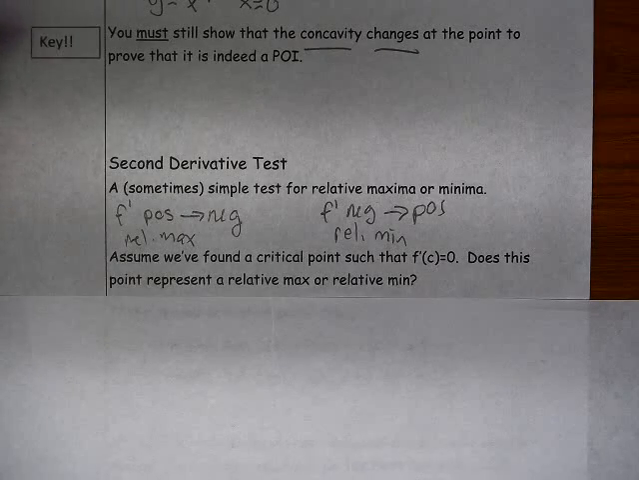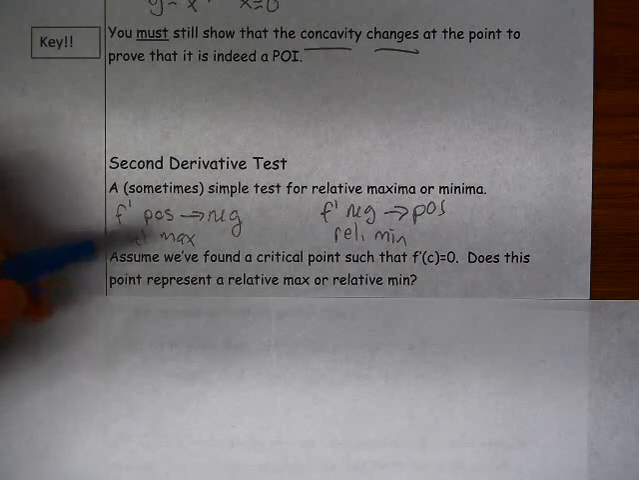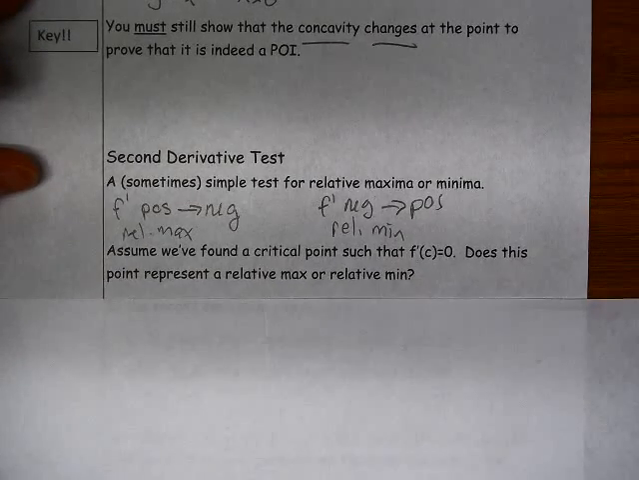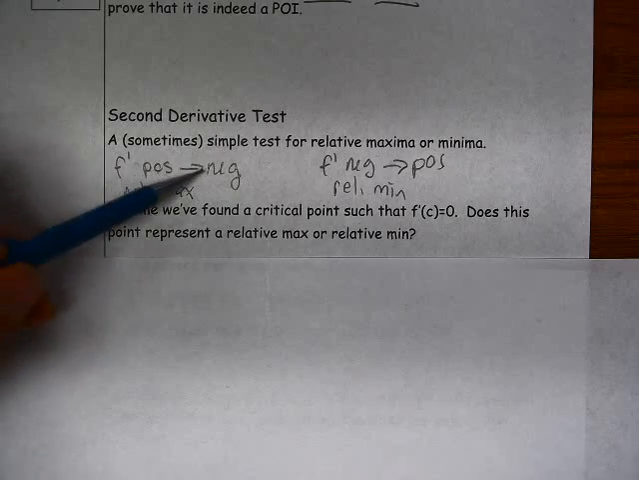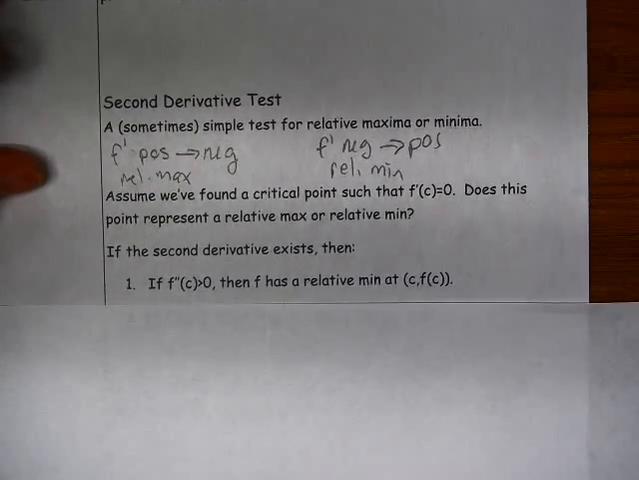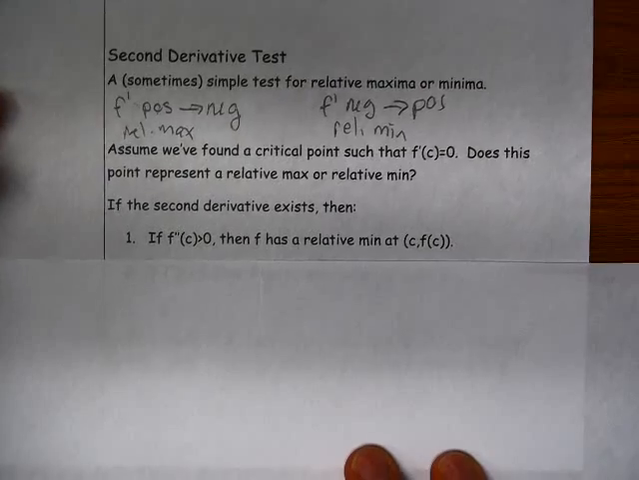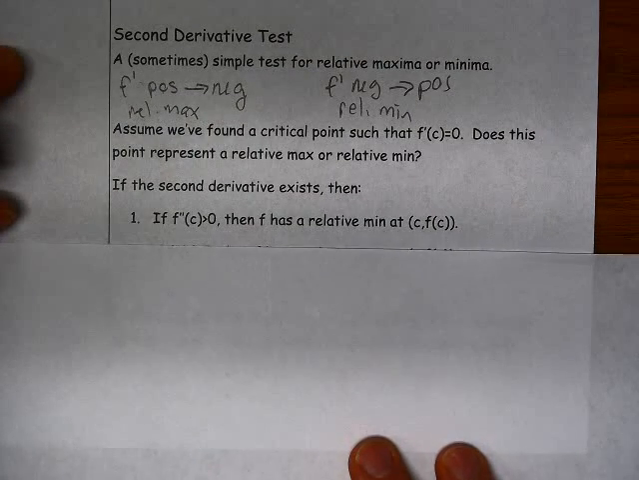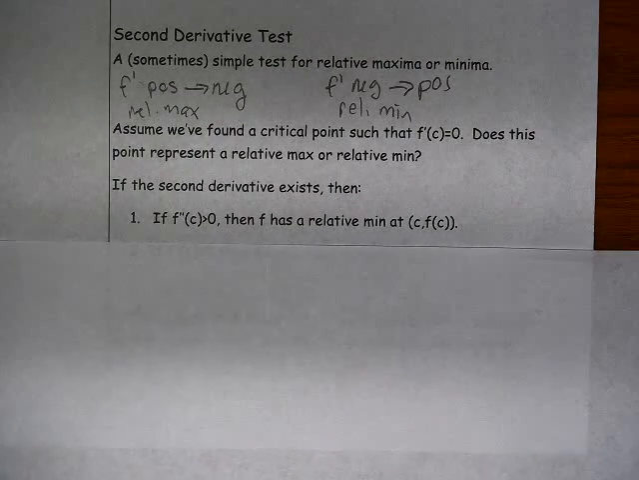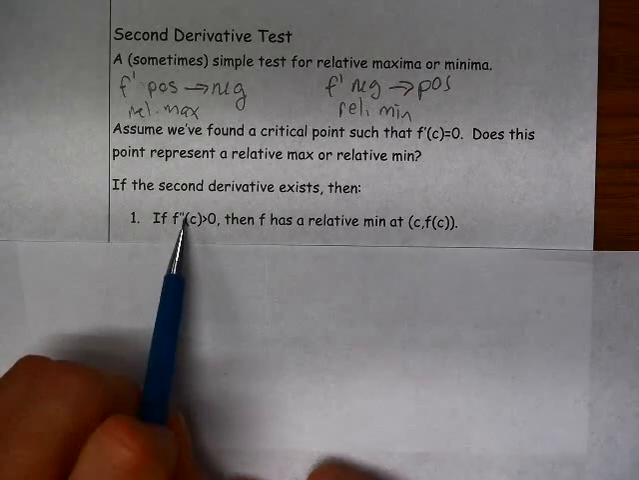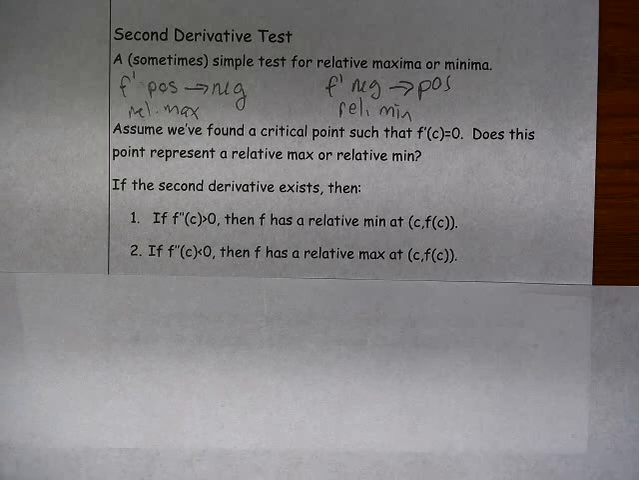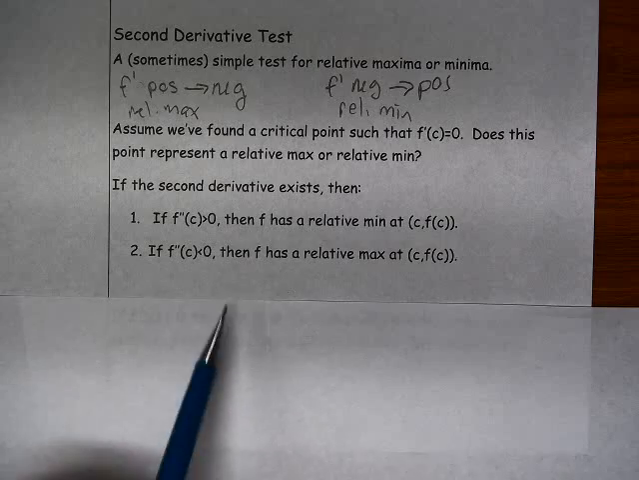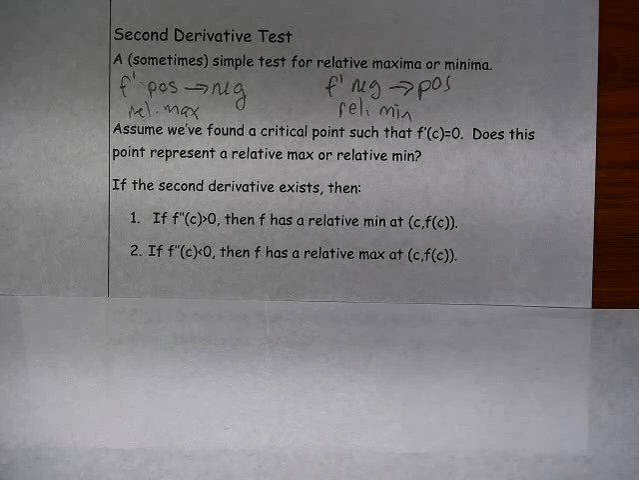Another way for us to show a relative maximum or minimum is to use the second derivative test rather than showing this transition from a positive first derivative to a negative first derivative. So if the second derivative exists at this point, and we have a relative extrema, then we can look at the second derivative. If the second derivative is positive at that point, then we have a relative minimum. And if the second derivative is negative at that point, then f has a relative maximum.